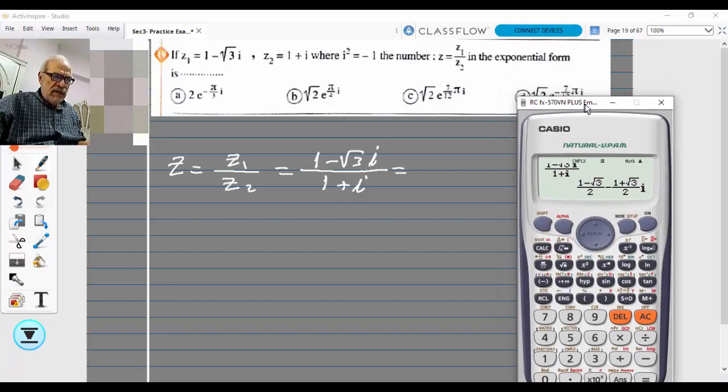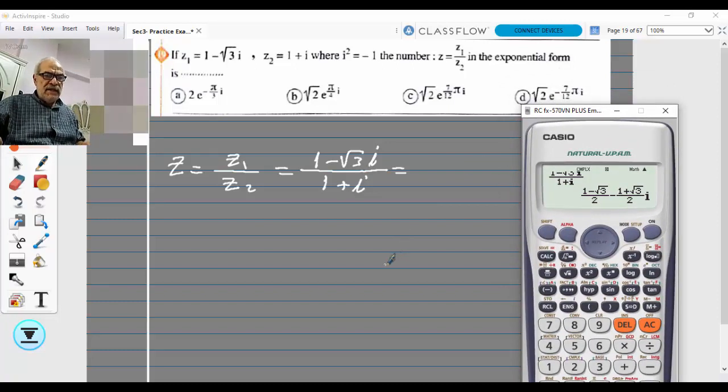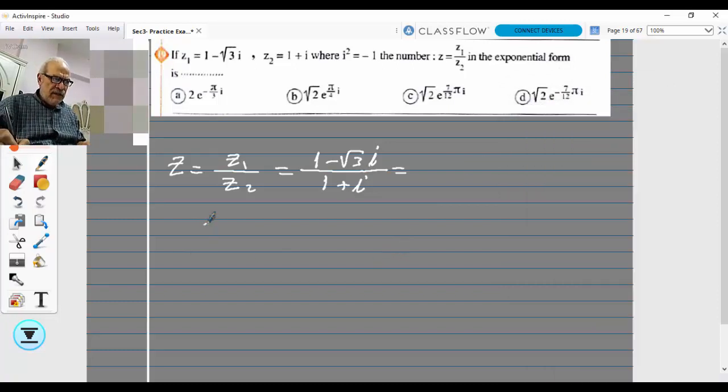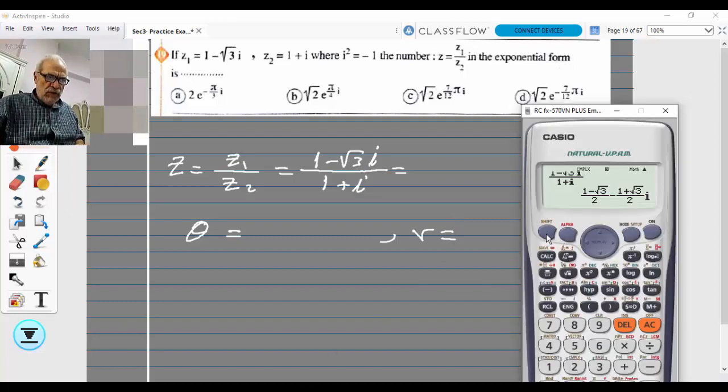Okay, we must determine theta and r. What is the value of theta, the amplitude? And what is the value of the modulus? Using the calculator, we go to shift and complex, here at complex at number 2. Okay, here we want to find r and theta. So we must press 3.